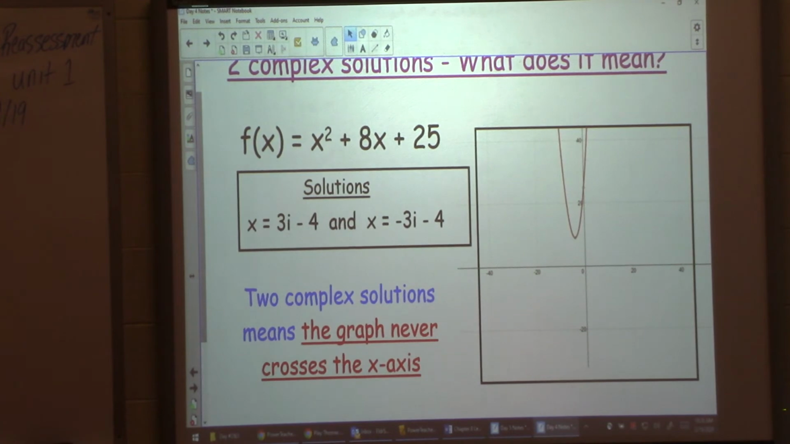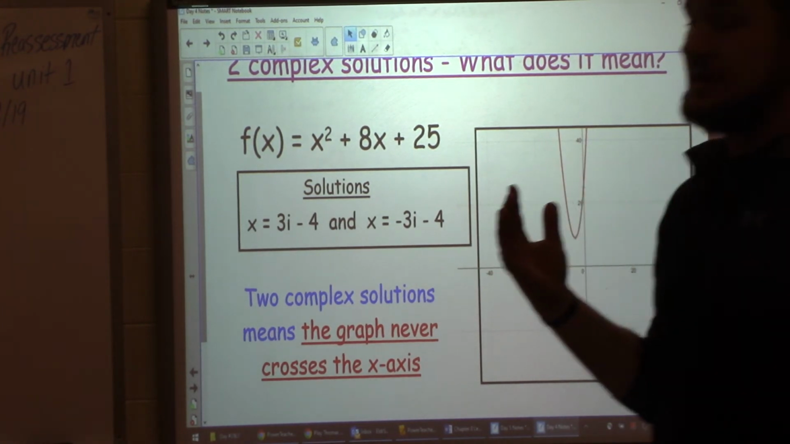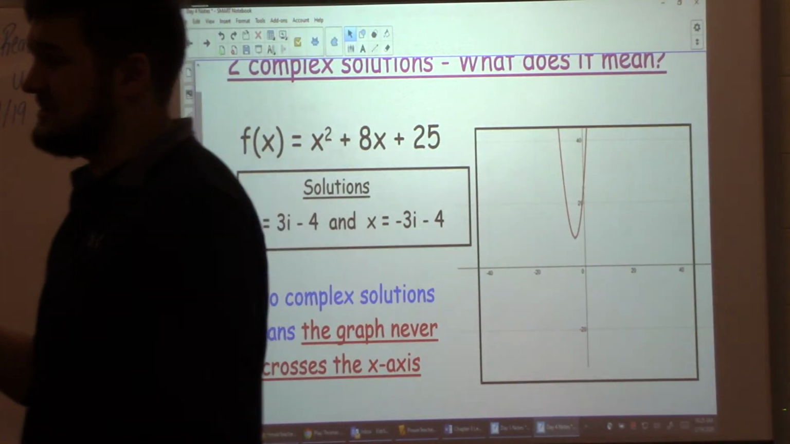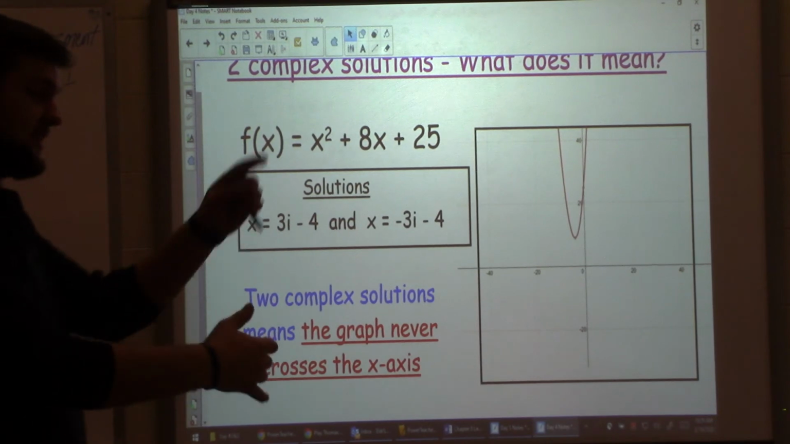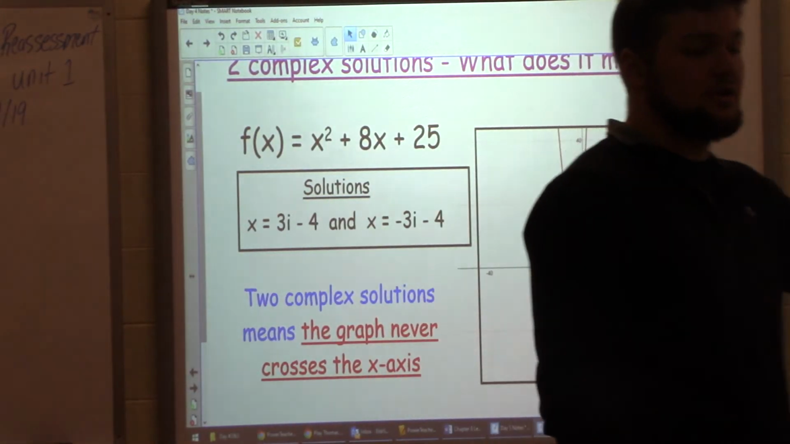Now on a test, or even an exam maybe, they may also throw in there 1 complex. When does that happen? It doesn't, right? We didn't discuss it. It doesn't happen ever. They might throw in no solutions. Never happens. 2 real, 1 real, 2 complex. Okay? So, they happen when we hit the x-axis twice, once, or don't hit it at all.